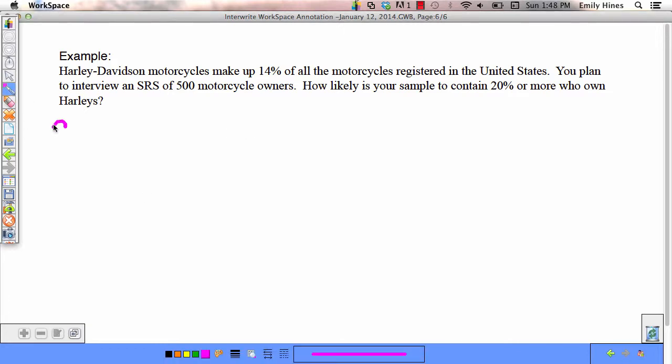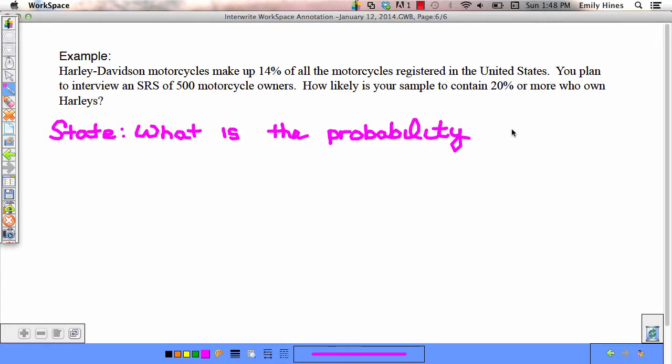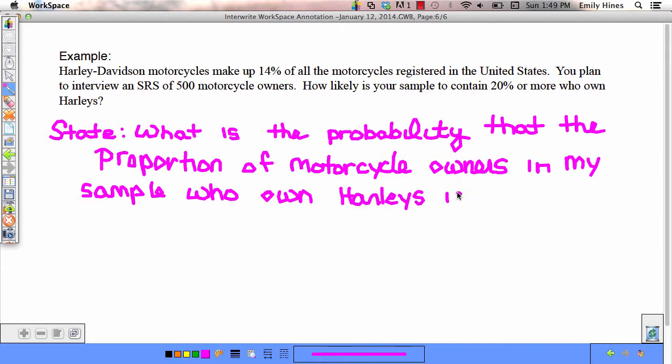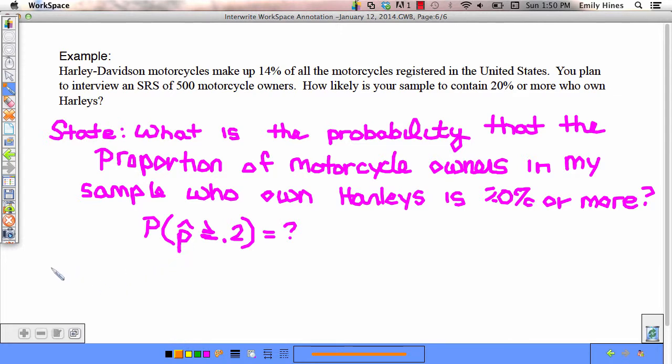So I want to state, what is the probability that the proportion of motorcycle owners in my sample who own Harleys is 20% or more. Okay, if I were to write this in symbols, really what that means is what is the probability that p hat, which is my sample proportion, is going to be greater than or equal to 0.2. Okay, so once I state, I have to plan, let's write down everything we know.